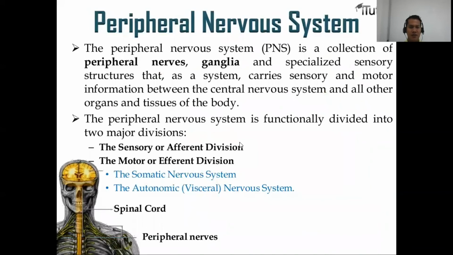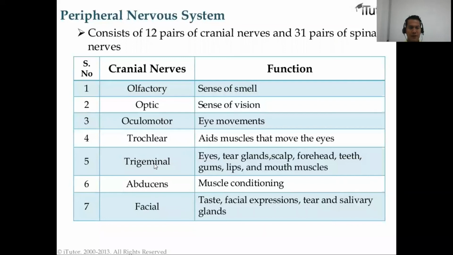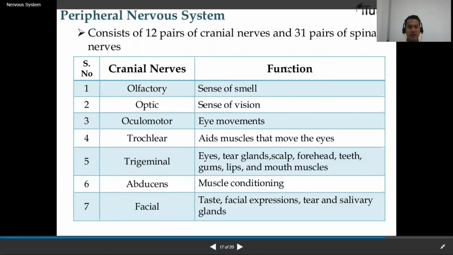The peripheral nervous system, on the other hand, has two major divisions, the somatic nervous system and the autonomic nervous system. Or sometimes you call it sensory or afferent, or motor, the efferent division. So these are all the cranial nerves in our body. I'm not going to talk much about this. I think you will study this in your higher biology classes. But basically, these are all the cranial nerves and their functions.